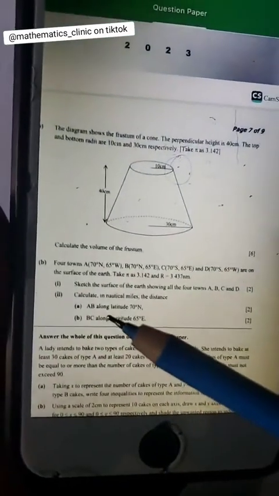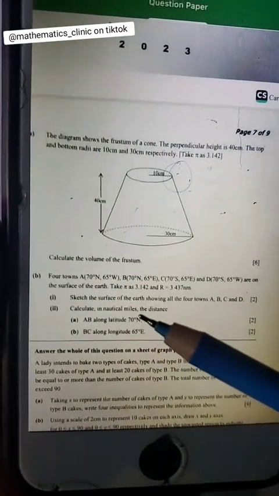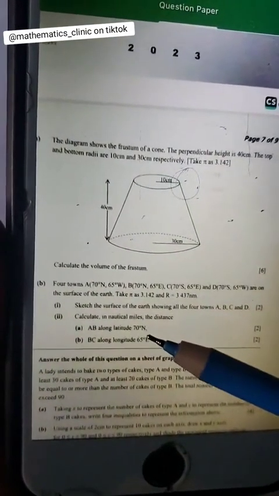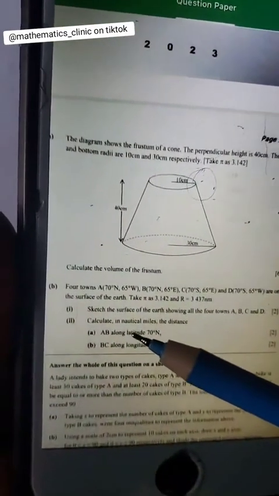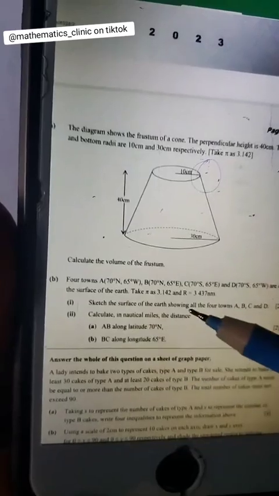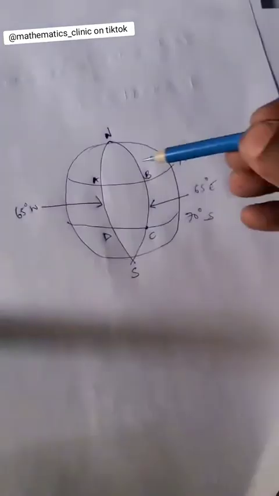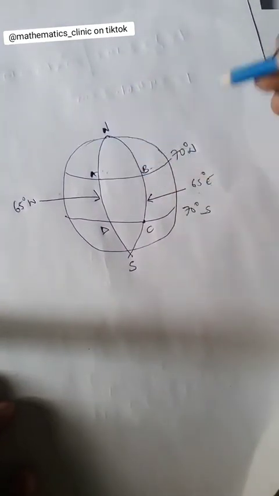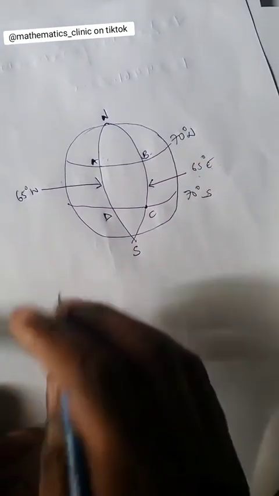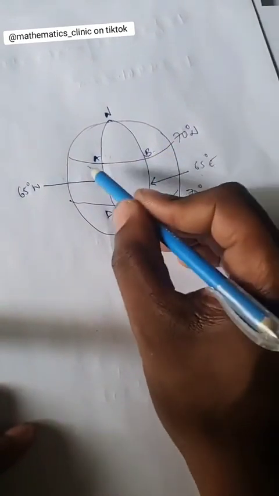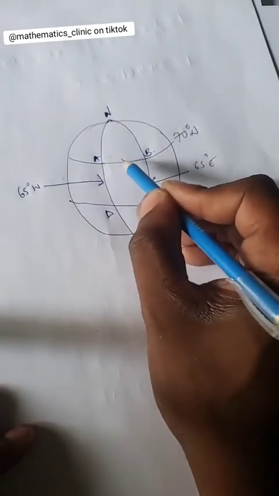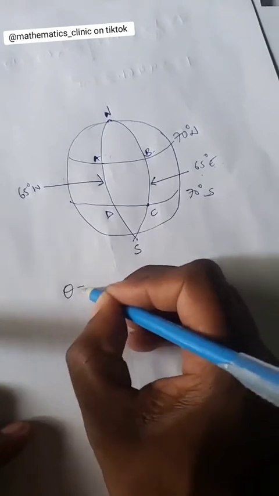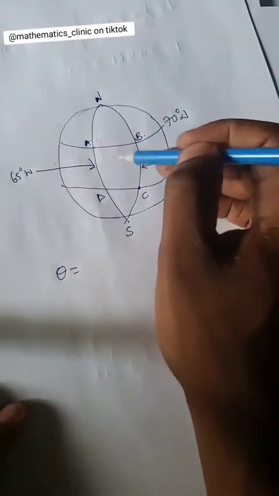Calculate in nautical miles the distance AB along latitude 70 degrees north. We need to find the distance from A to B in latitude 70 degrees. So how do we do that? If we are finding the distance in the same latitude, we find the difference in longitude as our theta.